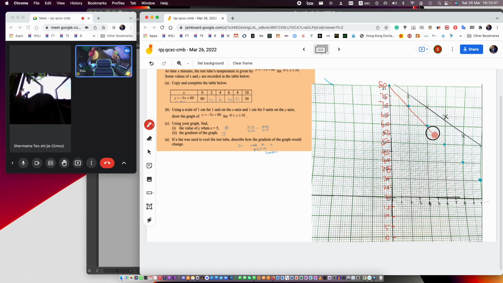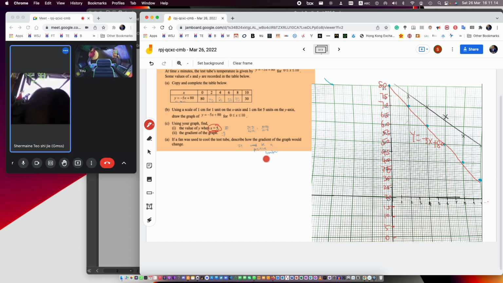So you just use the ruler, link it up. Then after that, label. This is y equals minus 5x plus 80. Okay? Then now you can answer the question. So when x equals 5, where is x equal to 5? Can you show me where is x equal to 5? You use blue color, yeah? x equals 5. Yes. So you go up, trace up straight. So it's here, right?